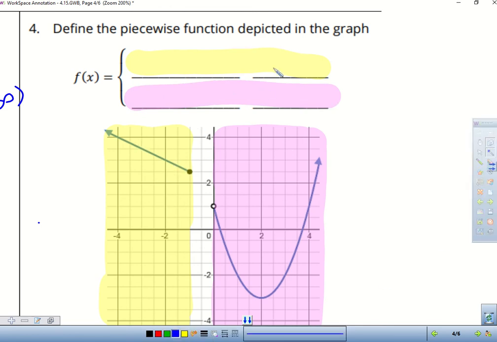So, what boundary does this have? X is less than or equal to what value on the x? Negative 1. Everyone see how we determine that? Okay. What boundary does the other one have over here? 0. X is greater than 0. These are always based on x.